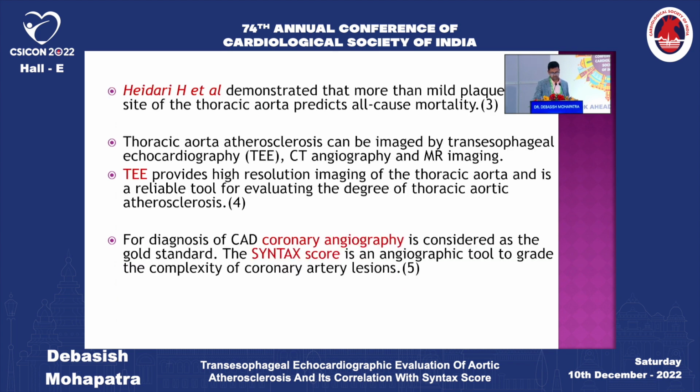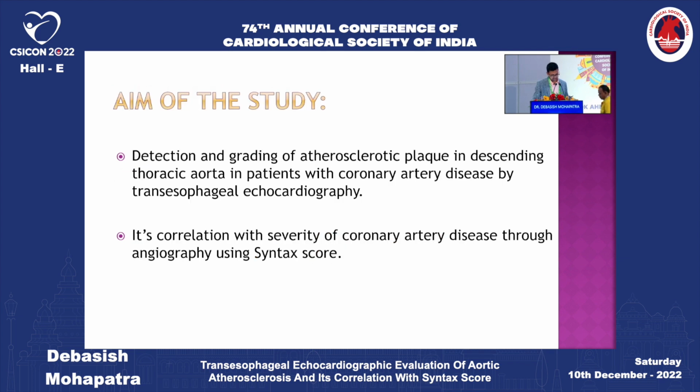Hyder et al. demonstrated that more than mild plaque at any site of the thoracic aorta predicts all-cause mortality. Thoracic aorta atherosclerosis can be imaged by transesophageal echocardiography, CT angiography, or MR imaging. TEE provides high-resolution imaging of the thoracic aorta and is a reliable tool for evaluating the degree of thoracic aortic atherosclerosis. For diagnosis of coronary artery disease, coronary angiography is considered the gold standard, and the Syntax score is an angiographic tool to grade the complexity of coronary artery lesions.